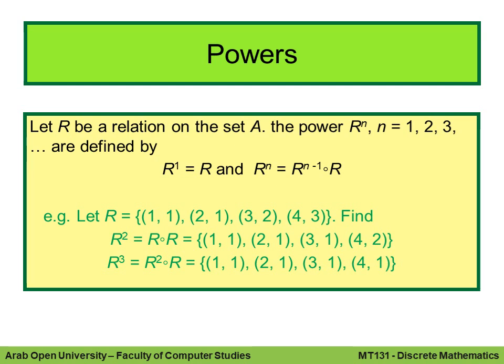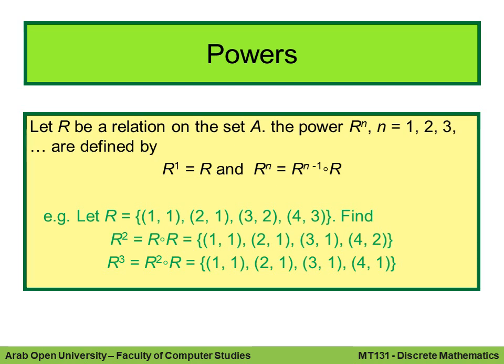The other thing you can do is powers, and powers are done for relations on a set A. The relation R is a relation on set A. For R to the n, n must be a positive integer, 1, 2, 3. For R1, R to the power 1 is just the relation you start with, R. R to the n is equal to R to the power n minus 1 composed with R.